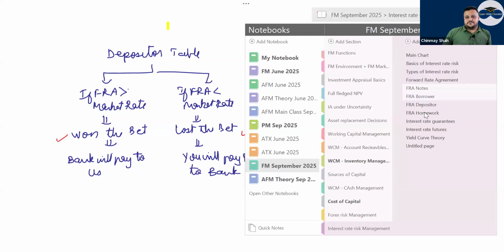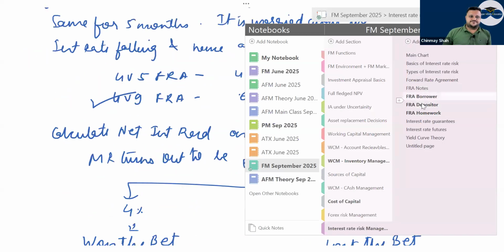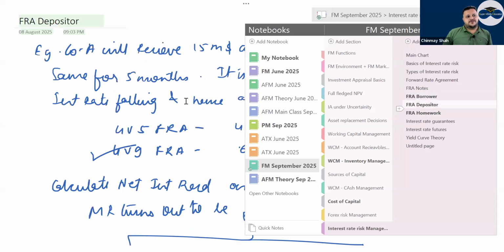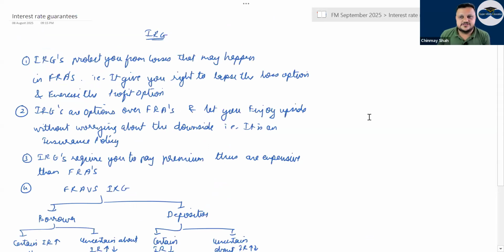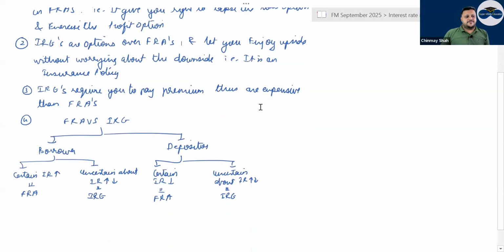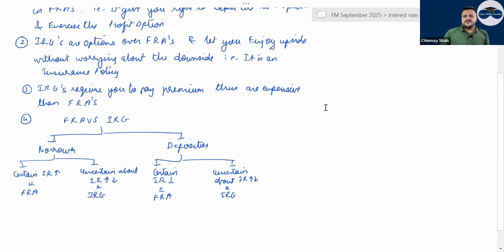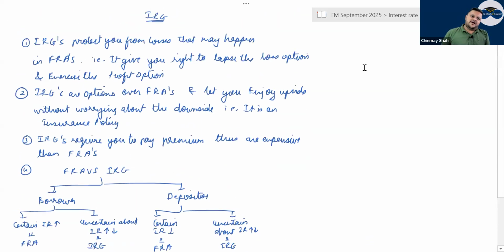And I have done all questions of FRA also, most of the questions I have done in class. Then there is something called IRG, interest rate guarantees. IRGs protect you from what? Losses that may happen in FRA. So in FRA, you generally have losses that will be avoided by IRGs.